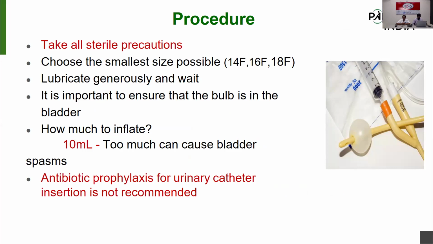Then lubricate generously. It is important to ensure that the bulb is in the bladder. And how much to inflate? 10 ml. Mainly we prefer 10 to 15 ml only, not more than that. But for a patient who is very big, oversized or obese, we can go forward with more also. Still, we prefer not to give more. Why? Because too much can cause bladder spasm.